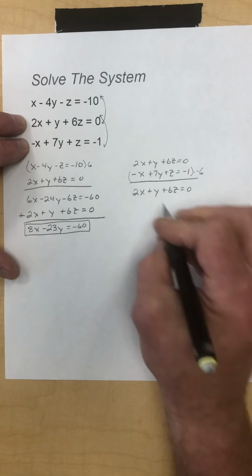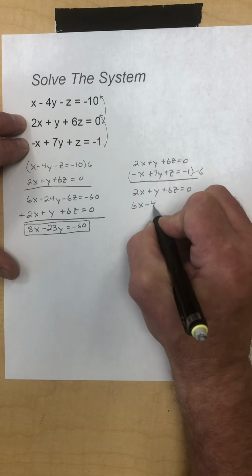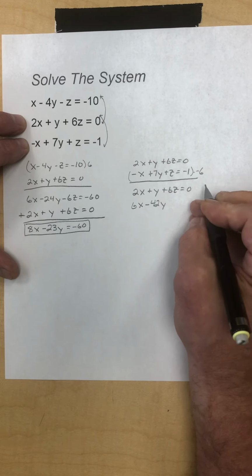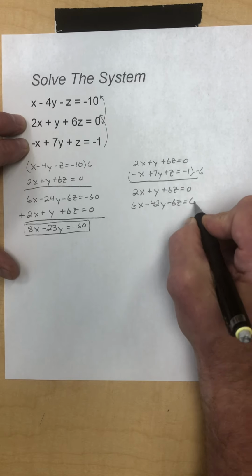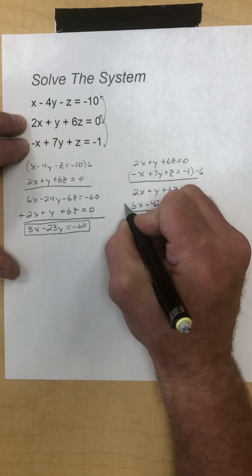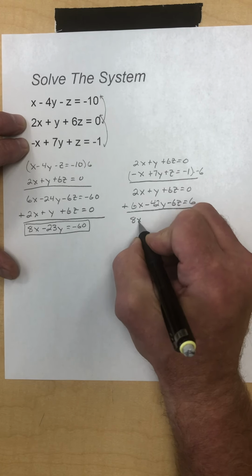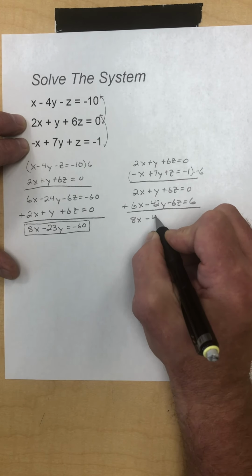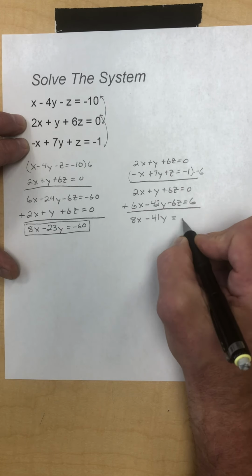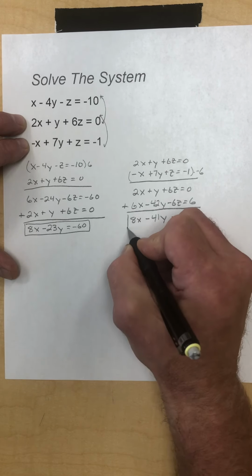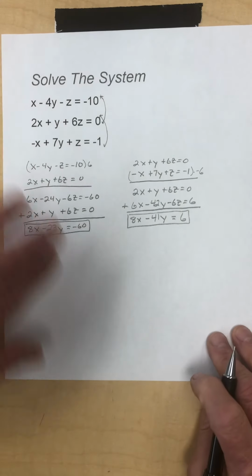All right, that bottom one will give me a positive 6x, a negative 42y, a negative 6z, and a positive 6. And then I just add straight down. Okay, so I have 8x minus 41y, these cancel off, equals 6. And I have my second equation.